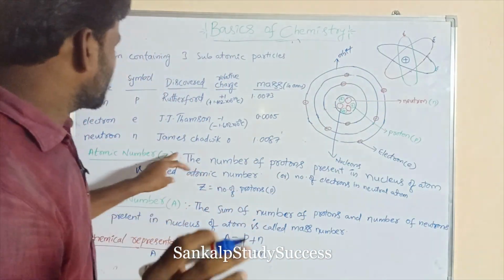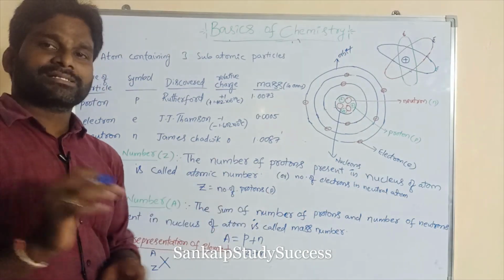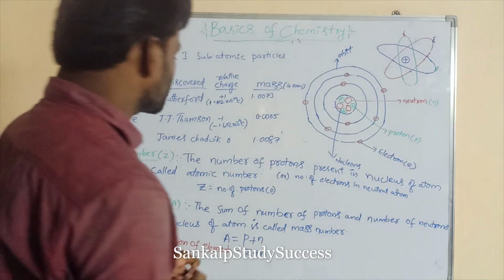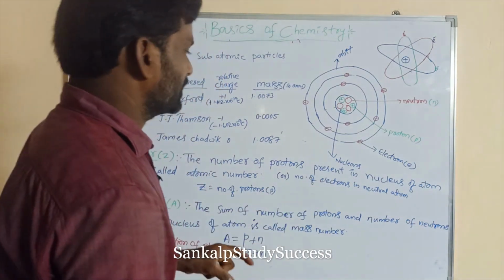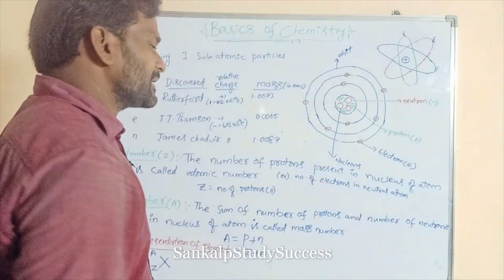So atomic number is represented by Z, where Z is equal to the number of protons. This is also defined as the number of electrons in a neutral atom.